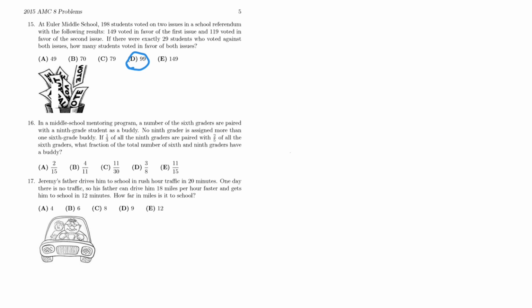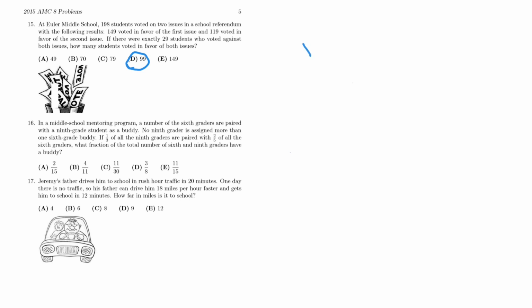Number 16. In the middle school mentoring program, a number of 6th graders are paired with a 9th grade student as a buddy. No 9th grader is assigned more than one 6th grade buddy. If 1/3 of all 9th graders are paired with 2/5 of all the 6th graders, what fraction of the total number of the 6th and the 9th graders have a buddy?